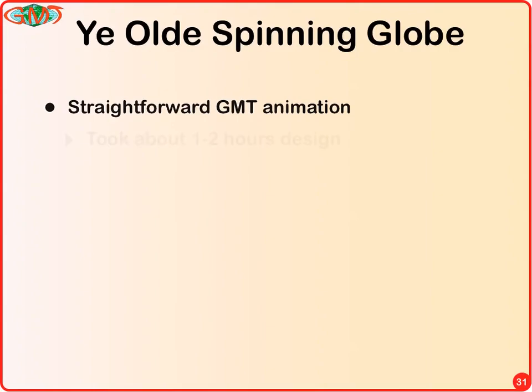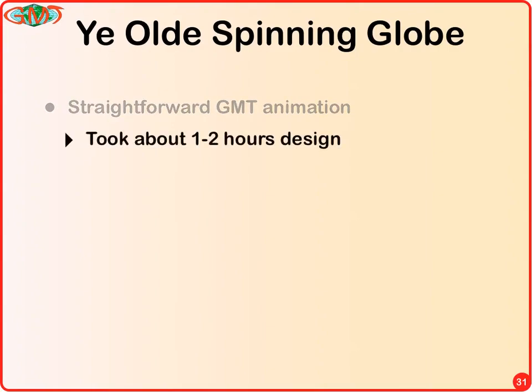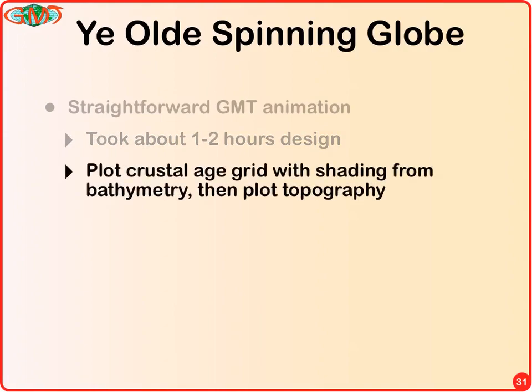Okay, the old spinning globe. Spinning globes are easy and boring. They're easy to make in GMT. It's very straightforward. It's just a plot, and you just change the viewing point and make another plot, change the viewing point. So it's quick. It's one of those two that I started off with. We're going to look at it in more detail. It took me about between an hour and 2 hours to just set it up the first time. And once I set it up, it's pretty simple.